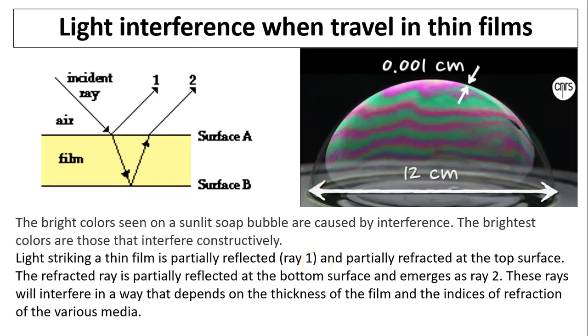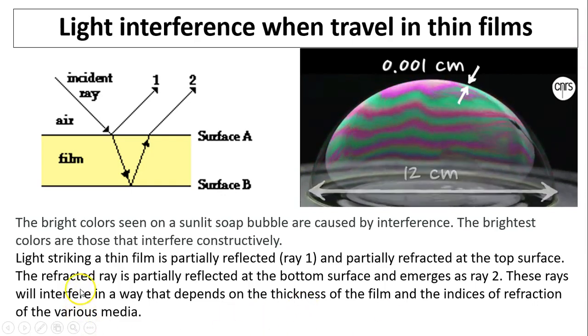Now you're probably very familiar with soap bubbles. The colors you see on soap bubbles are the results of light interference. The bright colors seen on some soap bubbles are caused by interference. The brightest colors are those that interfere constructively. So you see the color because the purple had constructive interference and the green has constructive interference. If you don't see a color, that's because those colors have destructive interference, so they cancel each other out.